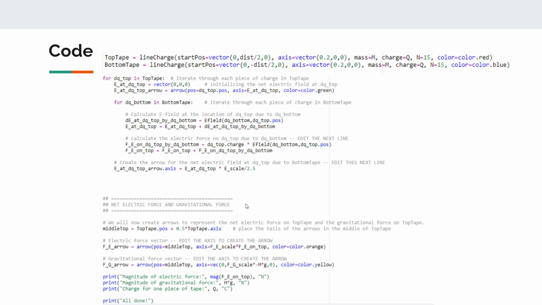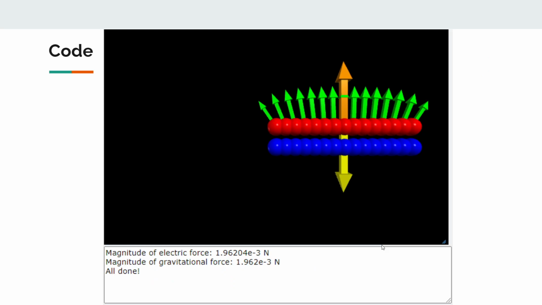And then for the net electric force and the gravitational force, I just have the scaling to be Fe on top, and then the scaling for the gravitational force arrow to be Fg scale times negative mg. And then there's my actual code in the results.